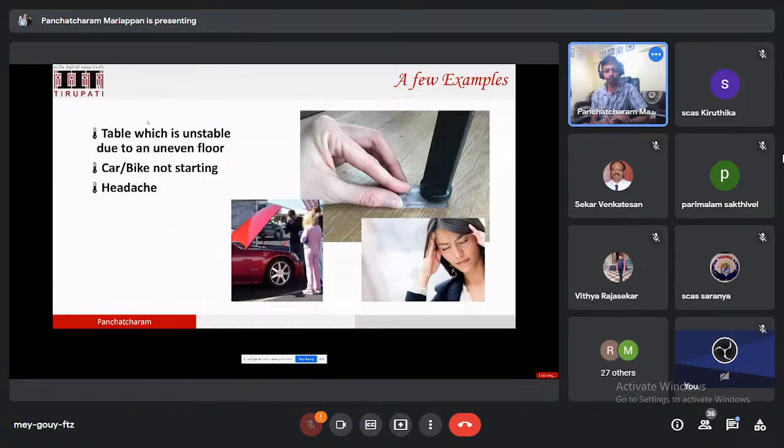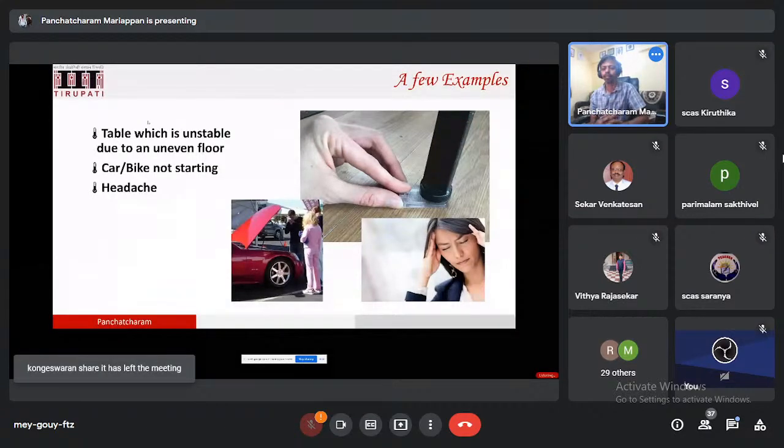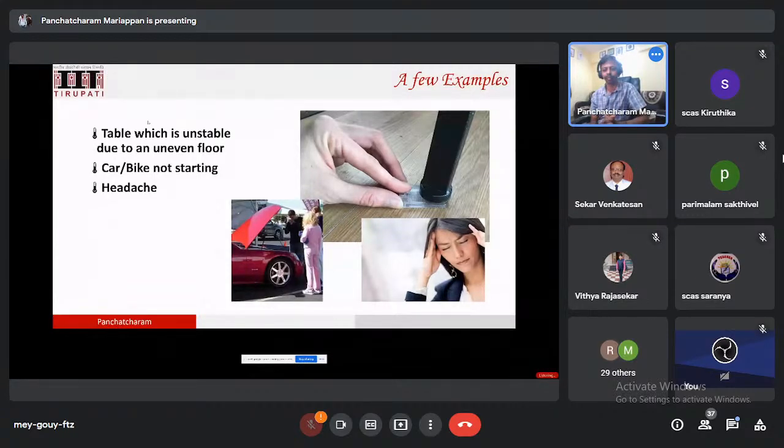Any answers? Hello? Any answers? You can answer that so that I will proceed further. So suppose the car or bike is not starting. Either you can put it in the chat box or you can unmute and tell us. What will you check first when the car or bike is not starting?